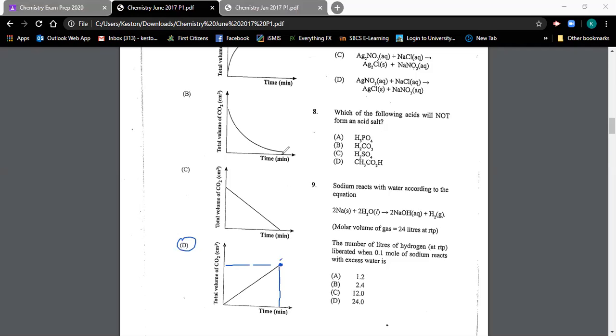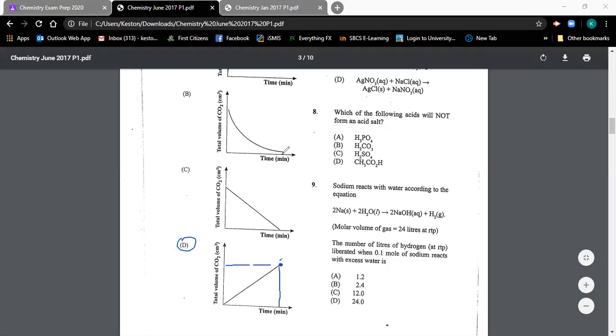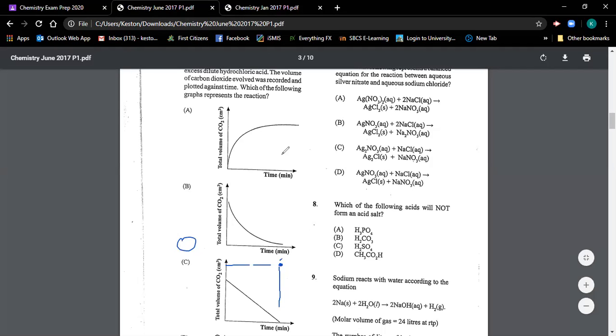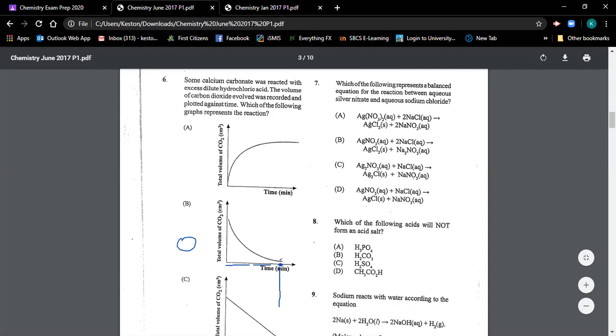If we go with E, it's suggesting you're going to get a flat line here and it's going to continue in times per minutes. And that's not the case because you have a limiting reagent, right? The calcium carbonate would eventually all react, so it wouldn't have any more. Make sense? Yeah. Good. Nice.